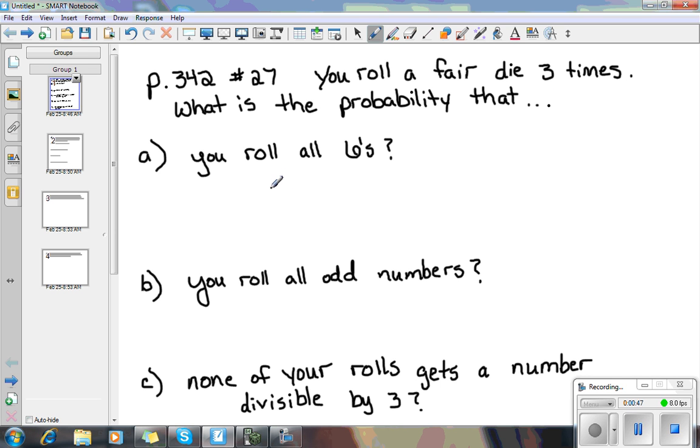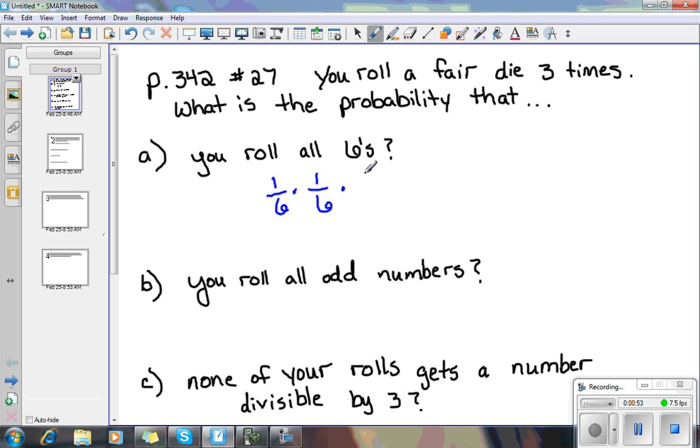So rolling all 6s, you have a 1 in 6 chance, or 1/6 is the probability, times 1/6 times 1/6. So when we multiply those together, we get 1 out of 216.